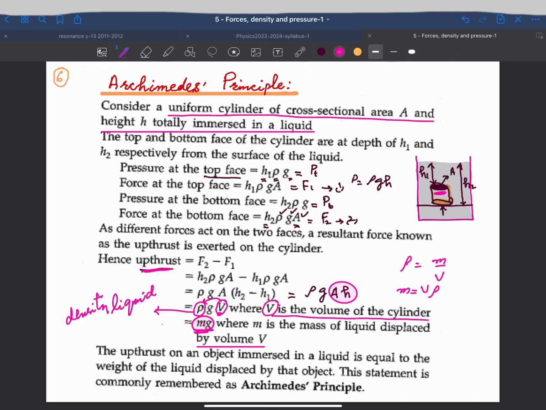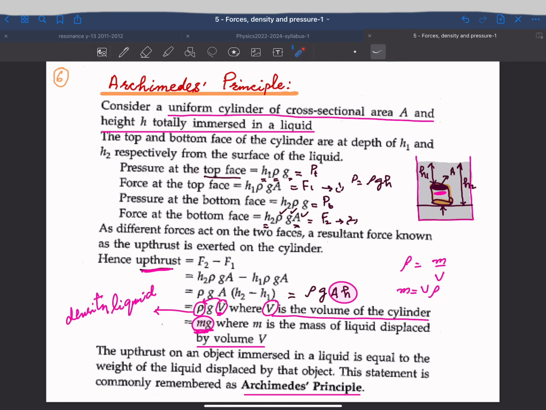And this statement is termed as the Archimedes principle. What is this statement? You can write somewhere here that the upthrust on an object immersed in a liquid is equal to the weight of the liquid displaced by that object. So this is very important. Whenever you immerse a particular object in the liquid, what will happen?